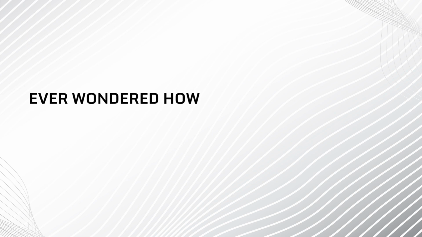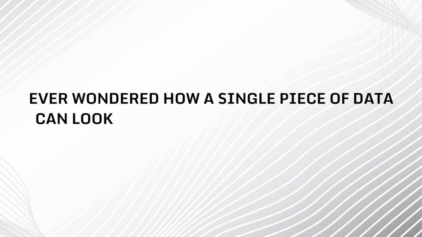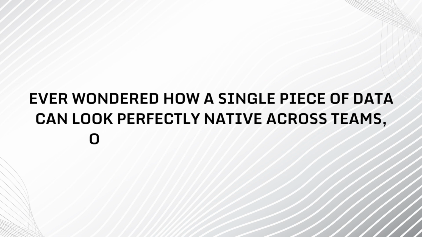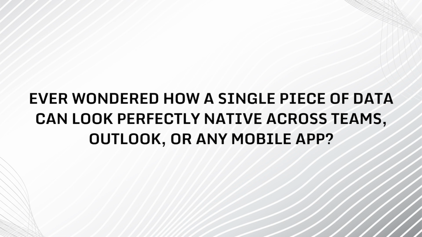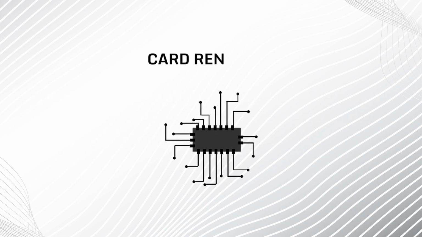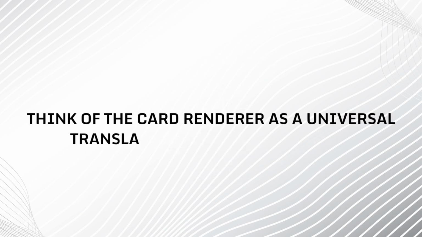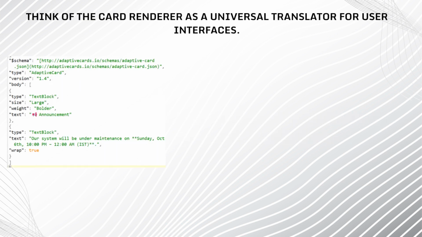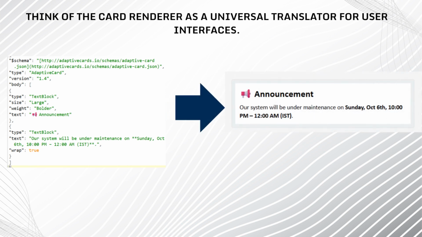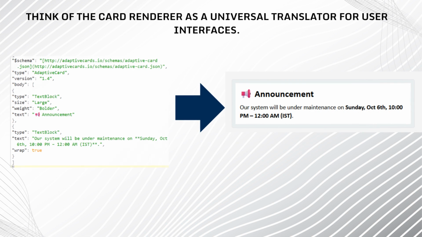Ever wondered how a single piece of data can look perfectly native across Teams, Outlook, or any mobile app? The secret lies in something called the card renderer. Let's break it down. Think of the card renderer as a universal translator for user interfaces. It takes a JSON payload, essentially a structured set of instructions, and transforms it into a beautiful native UI element that feels right at home in whatever app you're using. No copy-pasting, no rebuilding, just seamless integration.